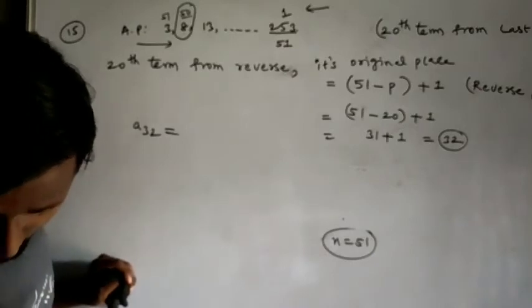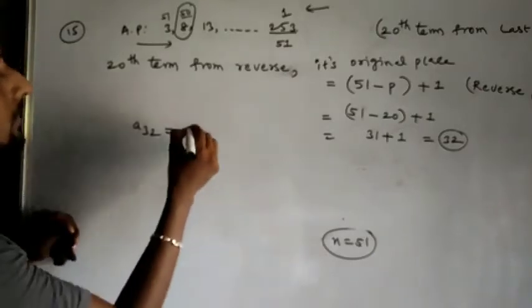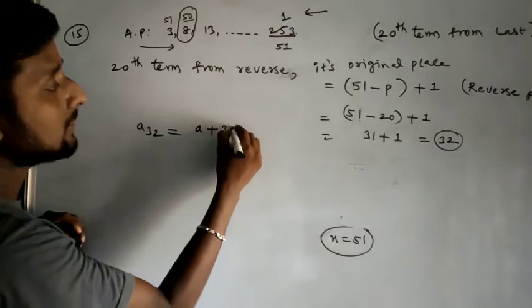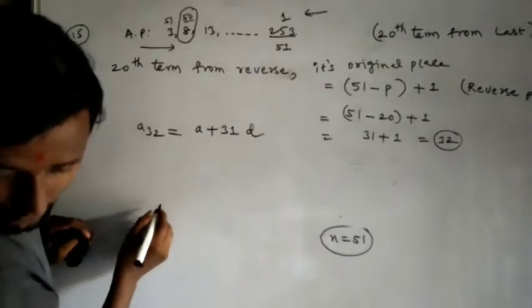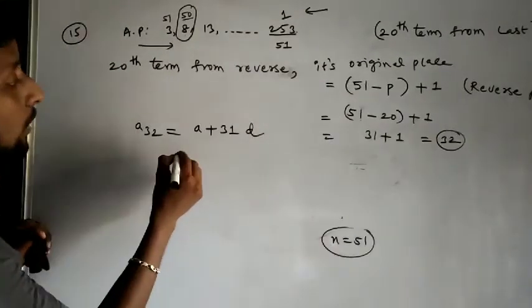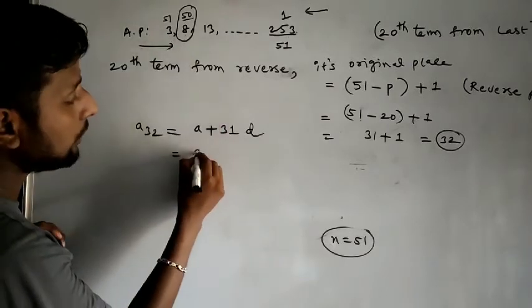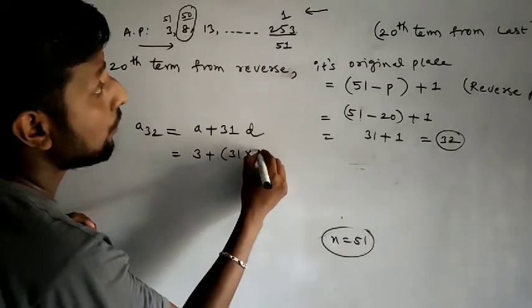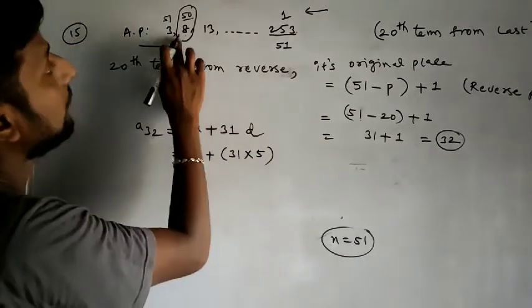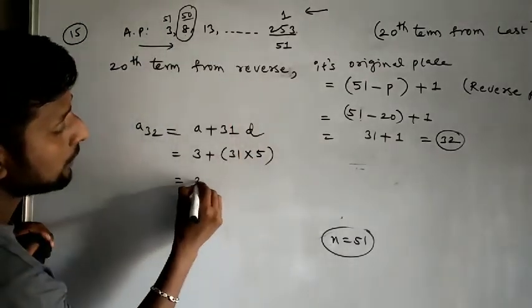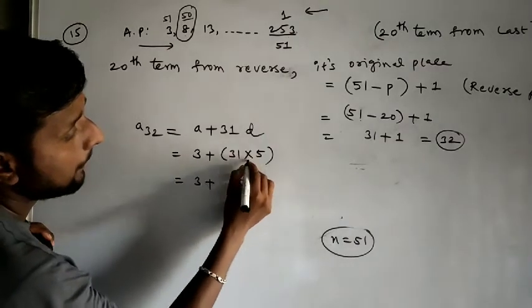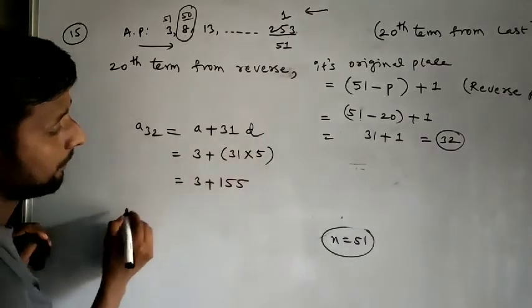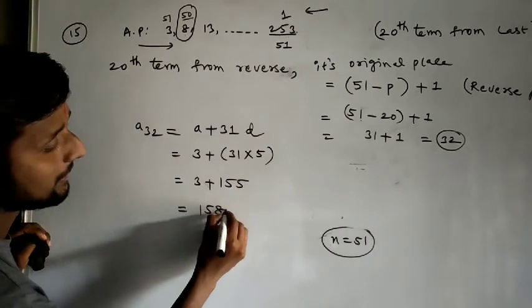A32. Okay. So now I'll write A32 as A plus 31D. Now what is the A value? A value 3 we know, plus 31 into D. How much? 5. Correct? The difference between the numbers. So 3 plus 31 into 5, that is 155. So overall 158.